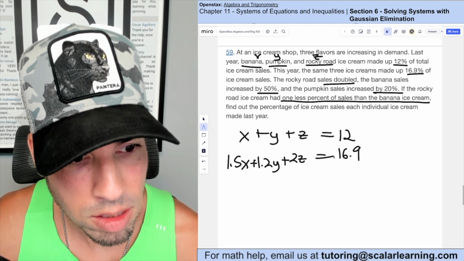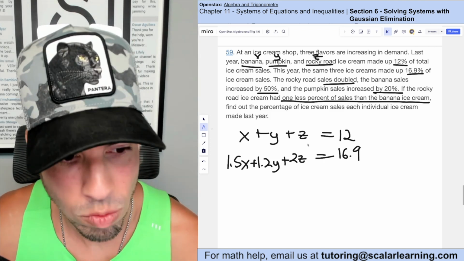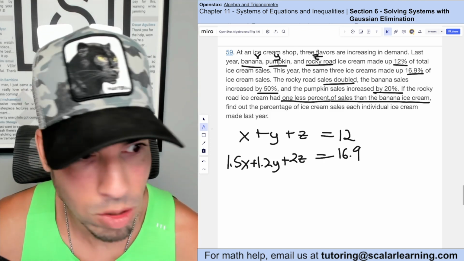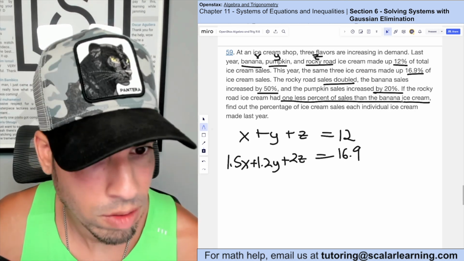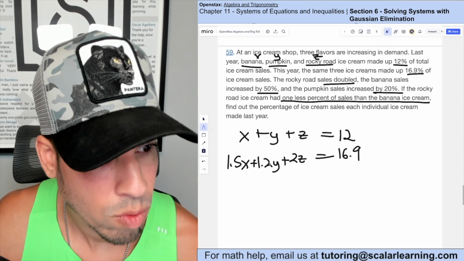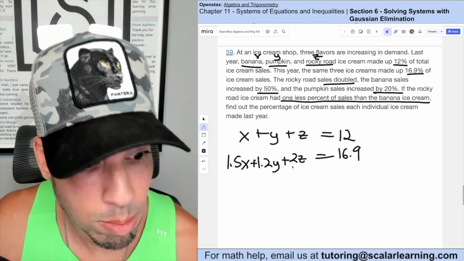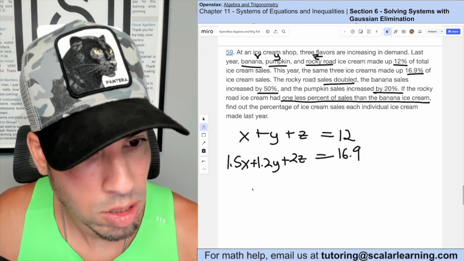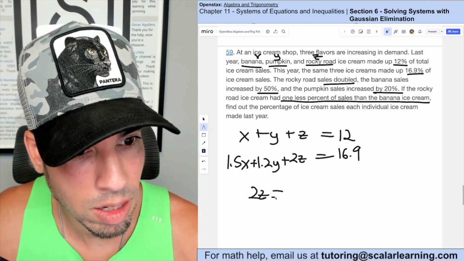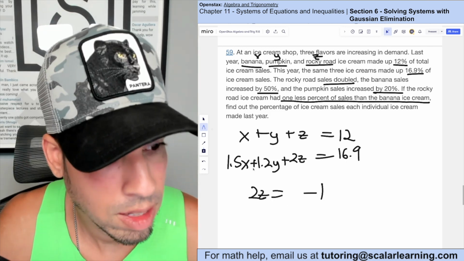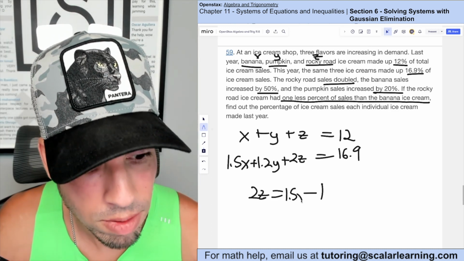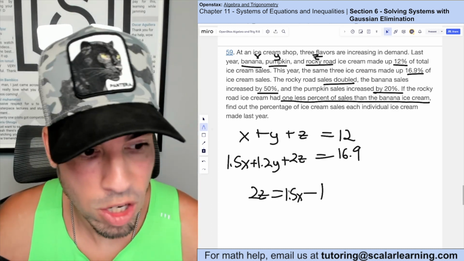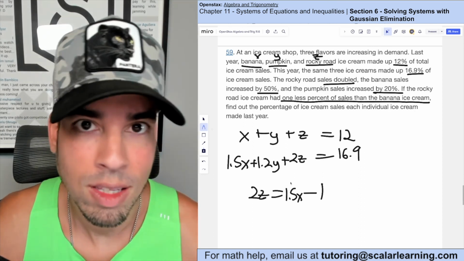So there we have a second equation. And then now we need a third equation, right? Three variables, we need three equations if we're going to solve. Then it said the Rocky Road had 1 less percent of sales than the banana. So Rocky Road, which we said is z, but I'm assuming they mean this year. So they're saying this year 2z is 1% less than banana. And I again assume they mean currently, which is 1.5x, right? That's our third equation. So now we have three equations. Let's see if we can solve.